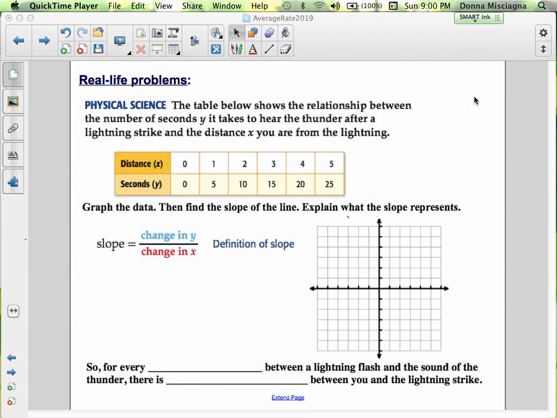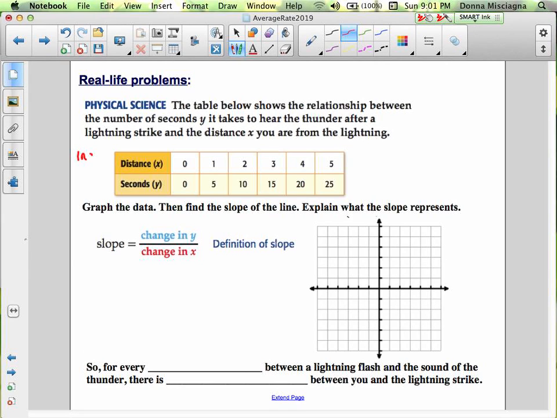So now let's do some real world problems. Right? So physical science. The table below shows the relationship between the number of seconds y it takes to hear the thunder after a lightning strike and the distance x you are from the lightning. Right? So the distance is the independent variable, and the time in seconds is the dependent variable.